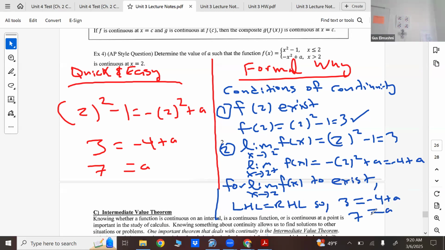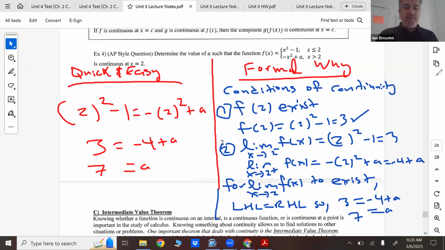you have to work out the left-hand limit. And then you have to make a statement that if I want the limit to exist, I need to make the LHL equal to the RHL and solve it. Did I make the LHL equal to the RHL here? Sure. But I didn't write all the formalities of limit notation. I didn't use those conditions of continuity, I just did it quick and easy and I got 7. But that's what you have to show.